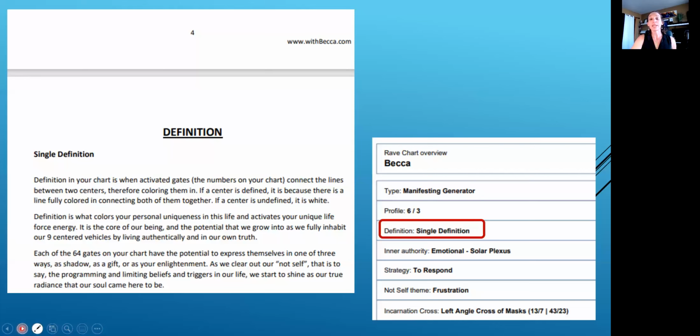Within one of the next things you will see on your profile here is the definition.